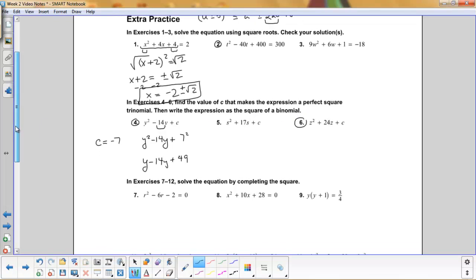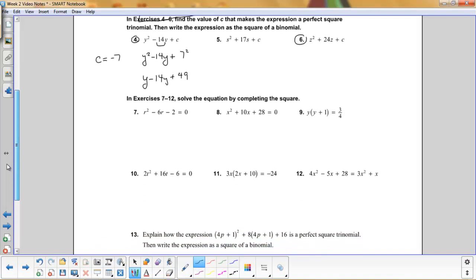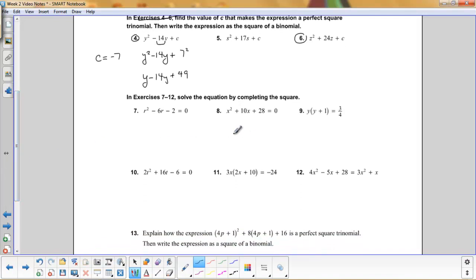All right, now we're going to get into the process of completing the square. I want to go ahead and look at question number 8 here to help us get started. All right, so the first thing I want to do to make this easier for me is isolate the part that I'm going to turn into a perfect square trinomial. And that's going to be the x squared and the x terms. That means I'm going to move the 28 to the other side of the equation so that I can focus specifically on the x squared and the x terms. So now I get x squared plus 10x equals negative 28.